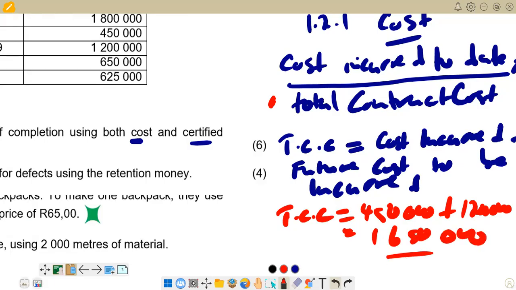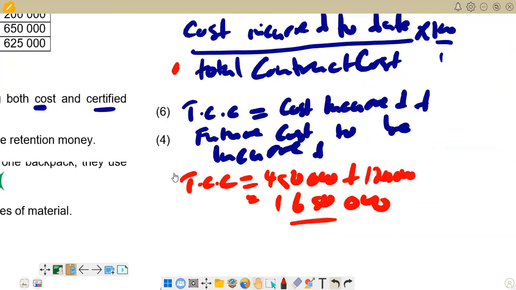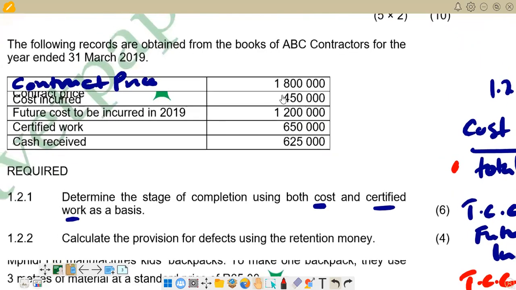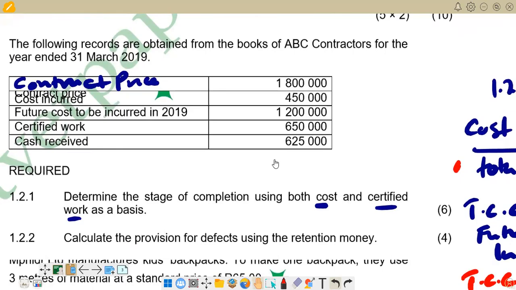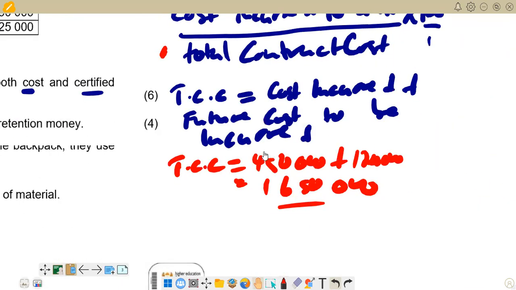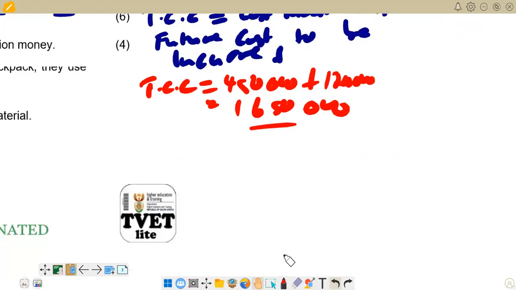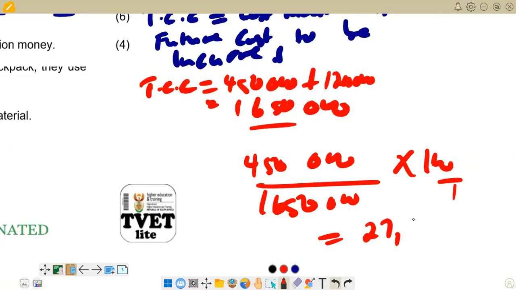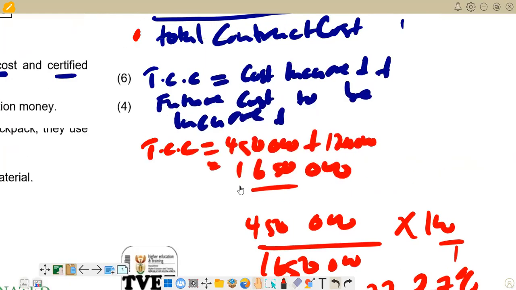So now we can substitute our cost incurred to date. Let's check our cost incurred to date. Cost incurred to date is 450,000. It's going to be our numerator. So 450,000 over 1,650,000, then multiply by 100 over 1. The percentage that you're going to get there is 27.27%. The basis that we have used there is the cost basis.